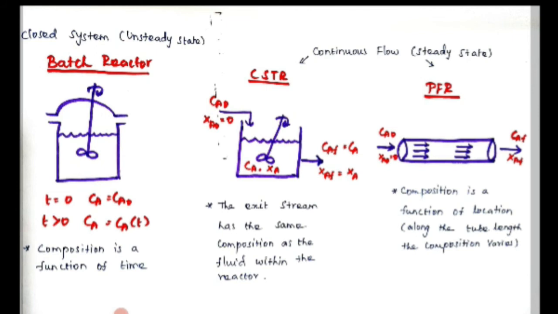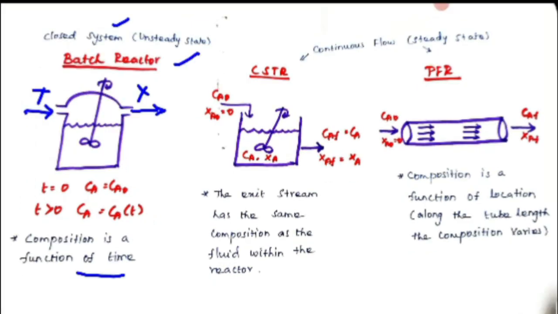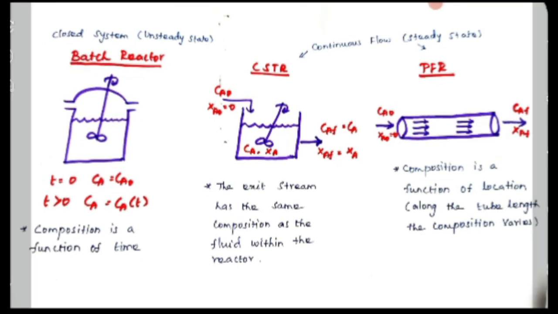So in batch reactor, your composition is a function of time. That is, with respect to time, your composition is changing. During the course of reaction, there is no fluid entering or leaving the reactor. So it is a closed system and this process is an unsteady state operation. In both CSTR and PFR, your feed is entering and leaving the reactor in a continuous manner. So this process is known as steady state operation of continuous flow reactor.